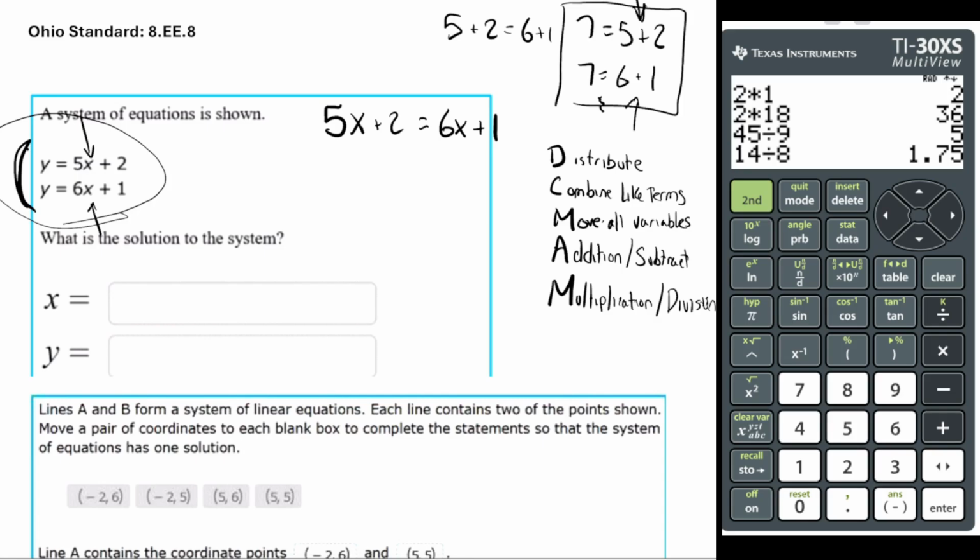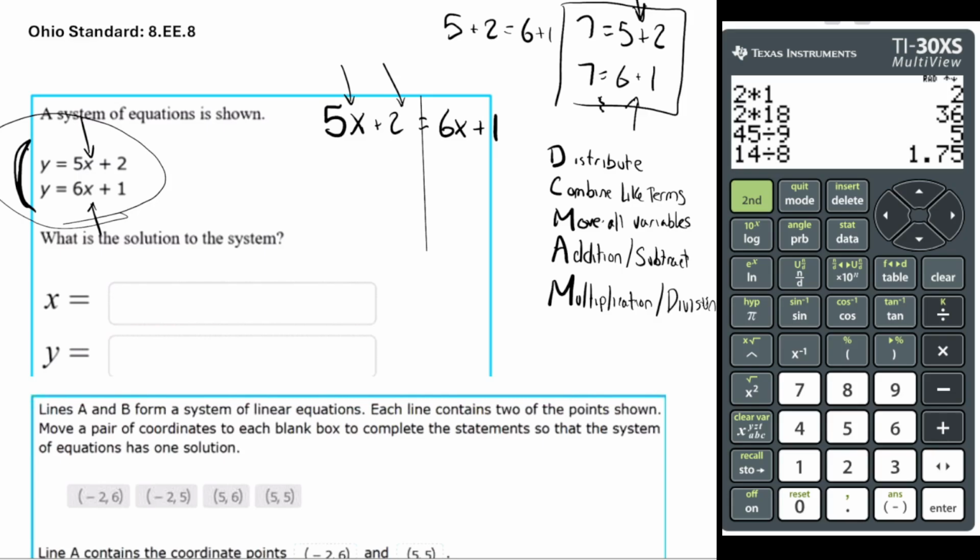So, do we have any distribution? No, we don't see any parentheses. Do we have any like terms? Well, we draw the fence through the equal sign. Do we have any like terms on the same side of the fence? Remember, a like term is anything that has the same variable and the same exponent. So because 5x has an x and 2 does not have x, they are not like terms.